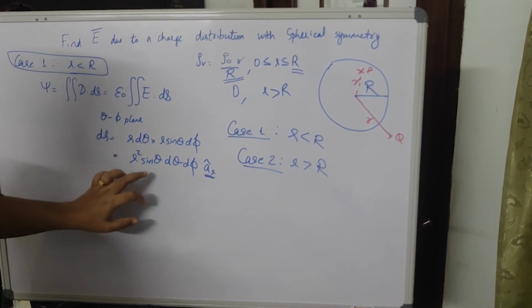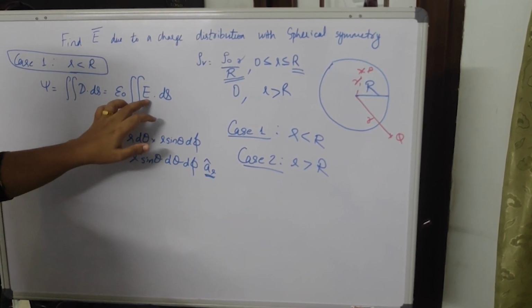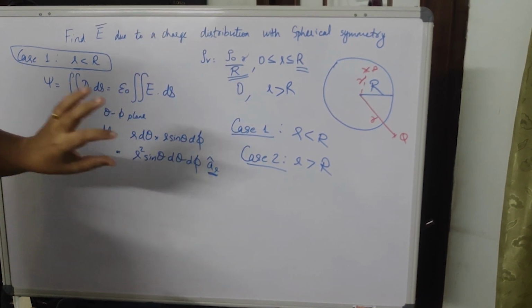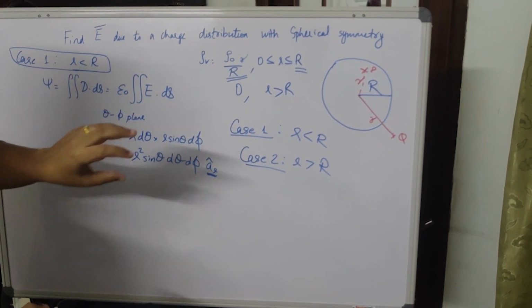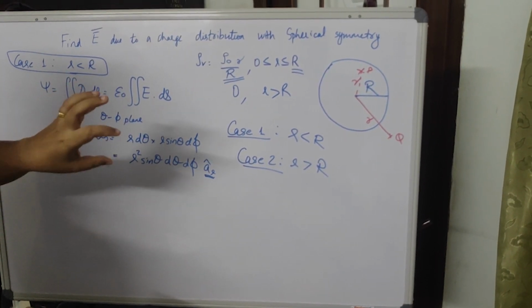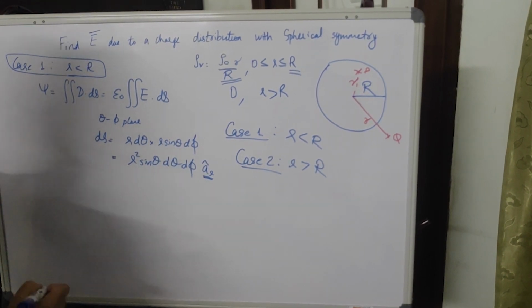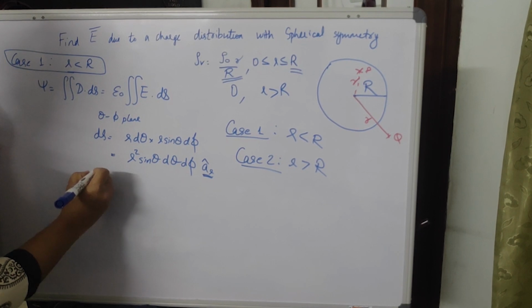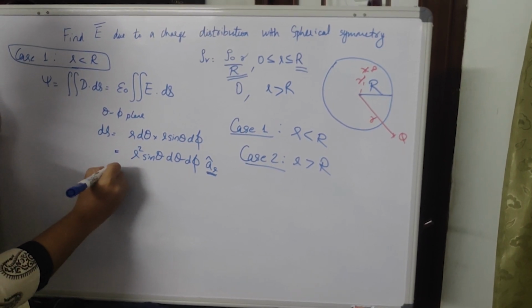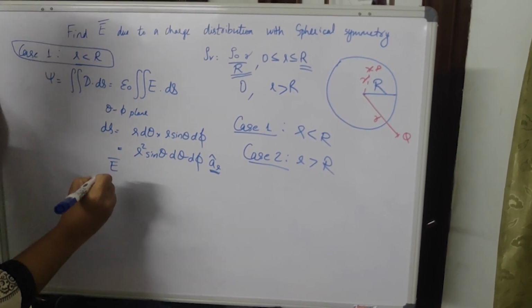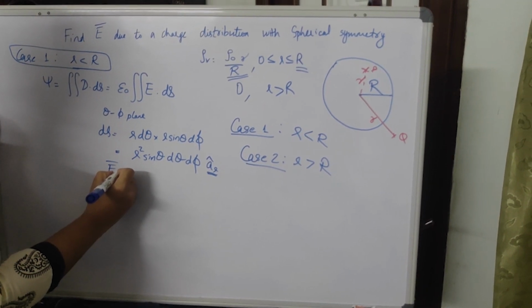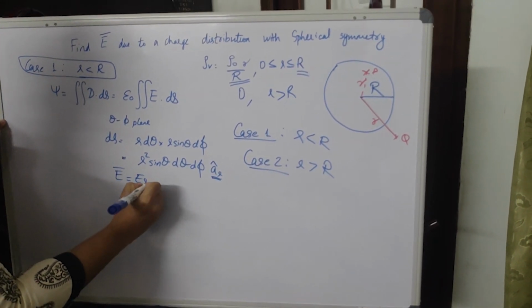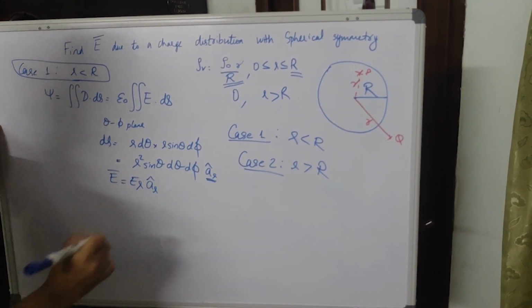So you got ds, and then what about E or D? As it is spherical symmetry, the flux will be radially outwards. So again it will be along the radius, and you can take E as Er into unit vector ar.